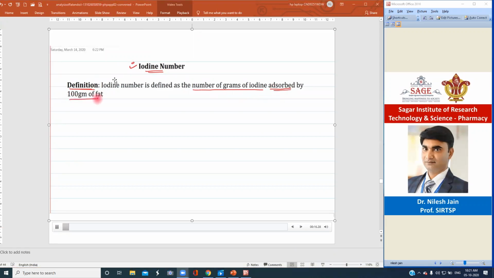by 100 gram of fat. Now let's understand what this definition means. Suppose I am taking one unsaturated fatty acid. Here three double bonds are shown, one double bond over here, second double bond over here and third double bond over here.